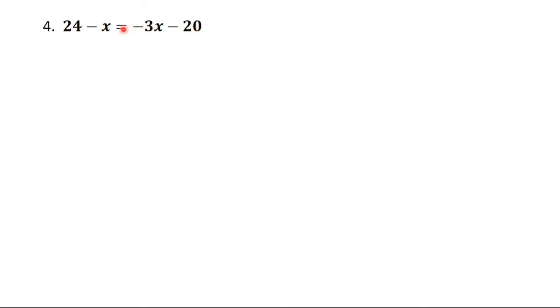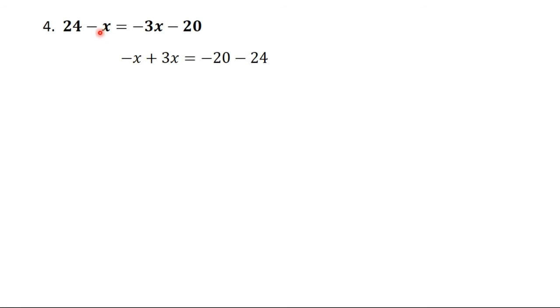So as I said, I prefer keeping the terms with x on the left hand side, so I'm going to keep minus x here. Then you can see from here that the sign in front of this 3x is minus. So when I bring it to this side, it's going to be positive. Here the negative is for the 20, so I'm going to have negative 20 here. 24 here is positive because there is no sign in front of it. So because it's positive, when it crosses the equal to sign to this side, it becomes negative.